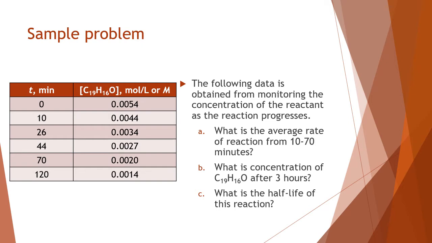Shown below is the concentration of the monomer as the reaction progresses. From an initial concentration of 0.0054 mol per liter, the concentration decreases as the monomer is used up. For this sample problem, we are to determine the average rate of the reaction from 10 minutes to 70 minutes, what the concentration of the monomer is after 3 hours, and what the half-life of this reaction is.